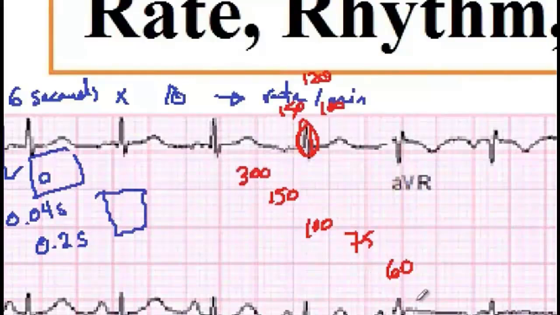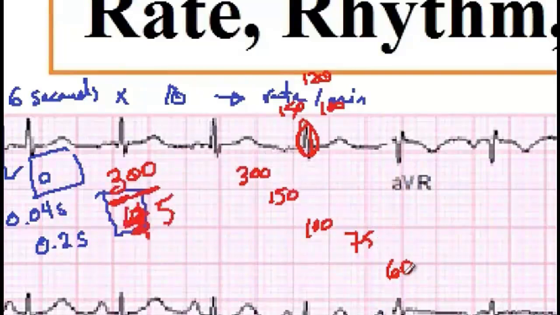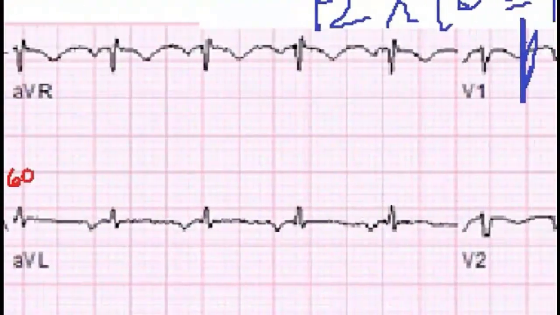Now, if you have a problem memorizing these numbers, all you will have to do is divide the number 300 by the number of boxes that you're away. So if you are 1 box away, then the rate is 300 divided by 1, which is 300. If you're 2 boxes away, then 300 divided by 2 will give you 150. 3 boxes away would give you 100. 4 boxes away will give you 75, and then 5 boxes away will give you 60 as the heart rate. Okay, now that we are done with the heart rate, next we will have to check the rhythm.